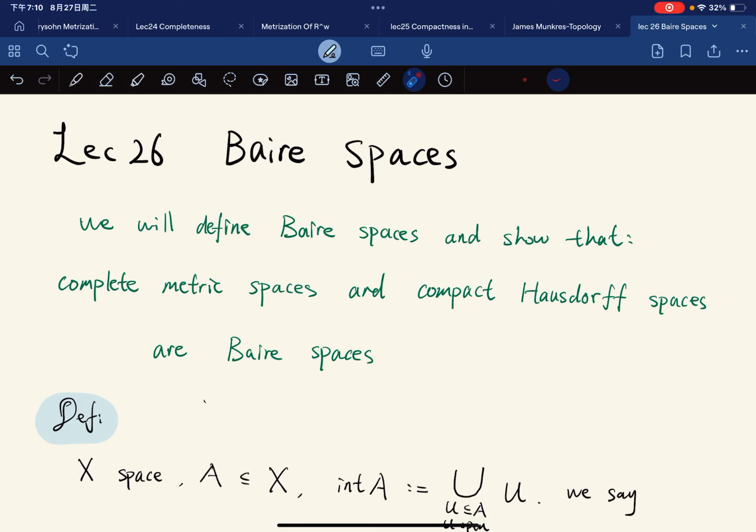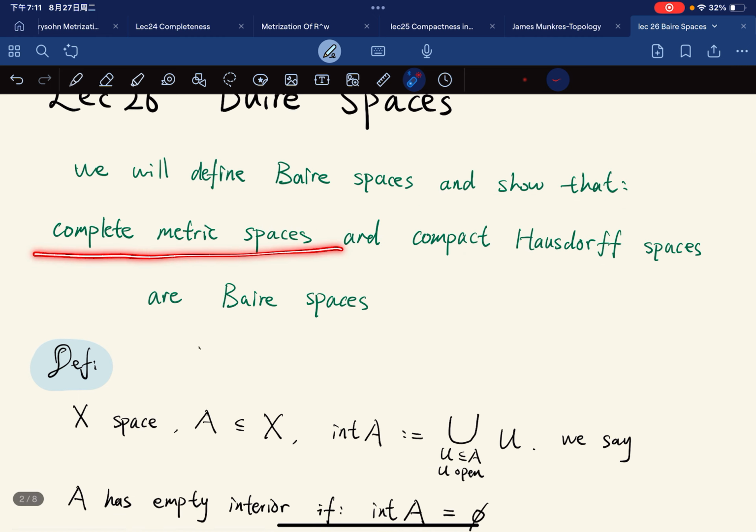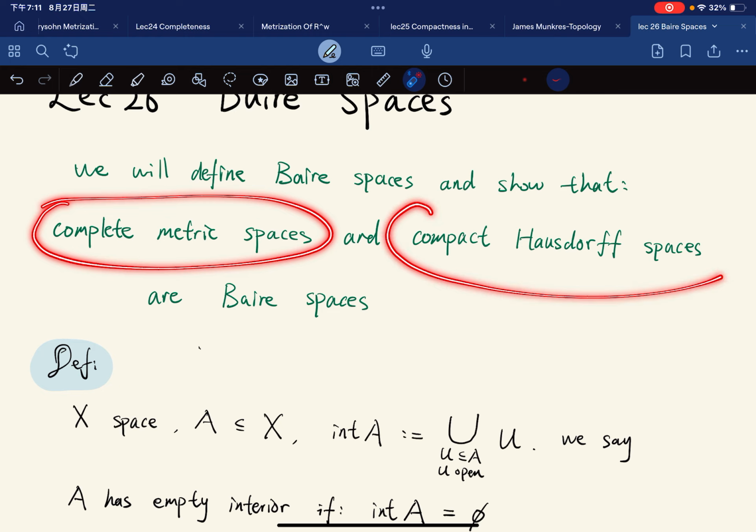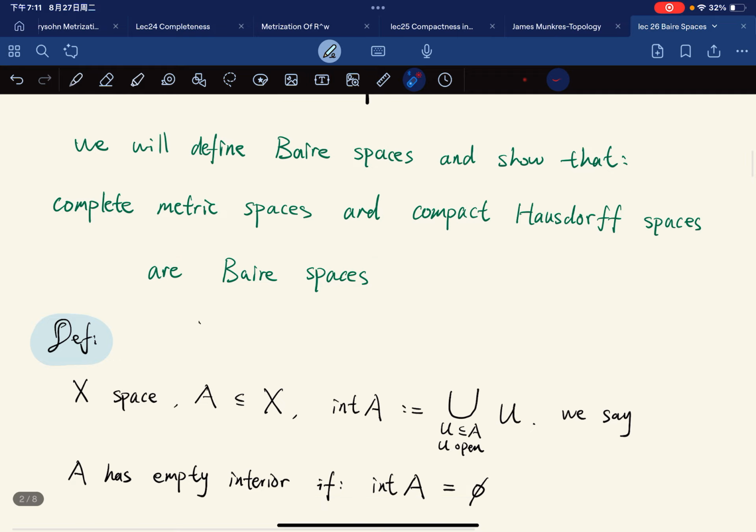Okay, so welcome to this lecture, and today we're going to talk about Baire spaces, and we shall prove the Baire Category Theorem, okay? And then we're going to discuss the convergence of functions again, okay? So we will define Baire spaces, and then we're going to show that complete metric spaces and compact Hausdorff spaces, which are the two most important spaces we studied, they are Baire spaces, okay?